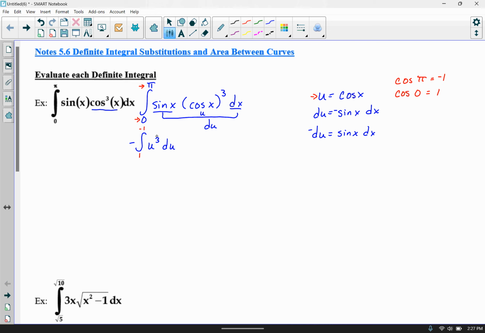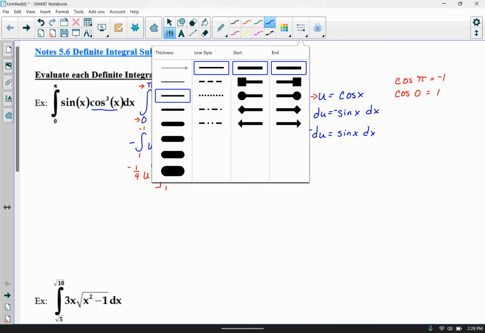So now I'm going to take my integral like I normally would. This would become u to the 4th. I'm adding 1 to my exponent, taking the reciprocal, and bringing down that negative that's on the outside. And now I'm going to evaluate it from 1 to -1. I do not have to substitute back in for the u at this point.